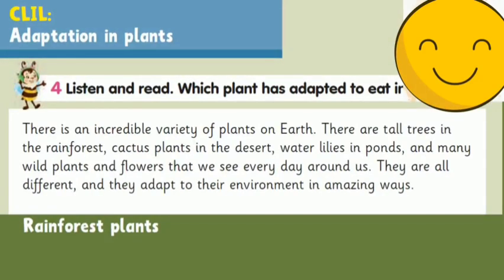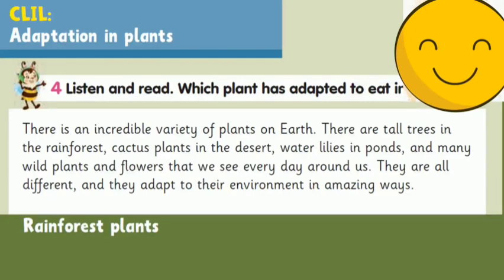There is an incredible variety of plants on Earth. There are tall trees in the rainforest, cactus plants in the desert, water lilies in ponds, and many wild plants and flowers that we see every day around us. They are all different, and they adapt to their environment in amazing ways.